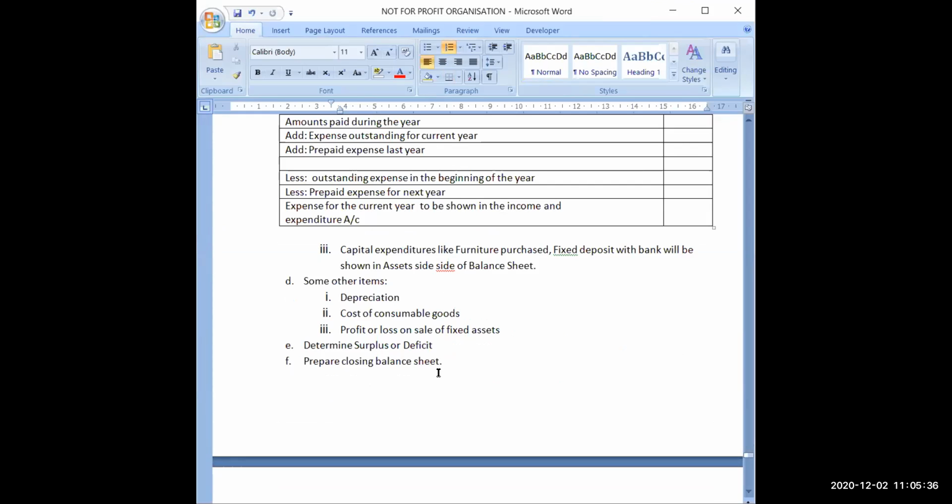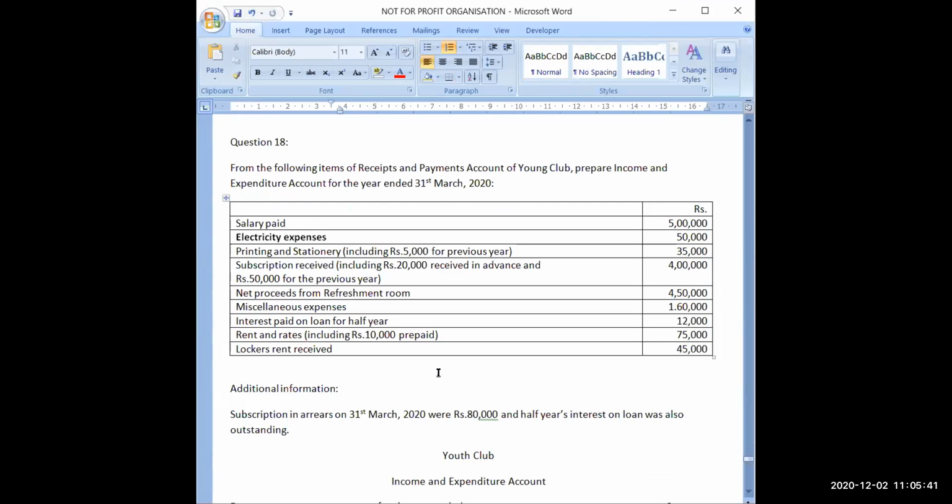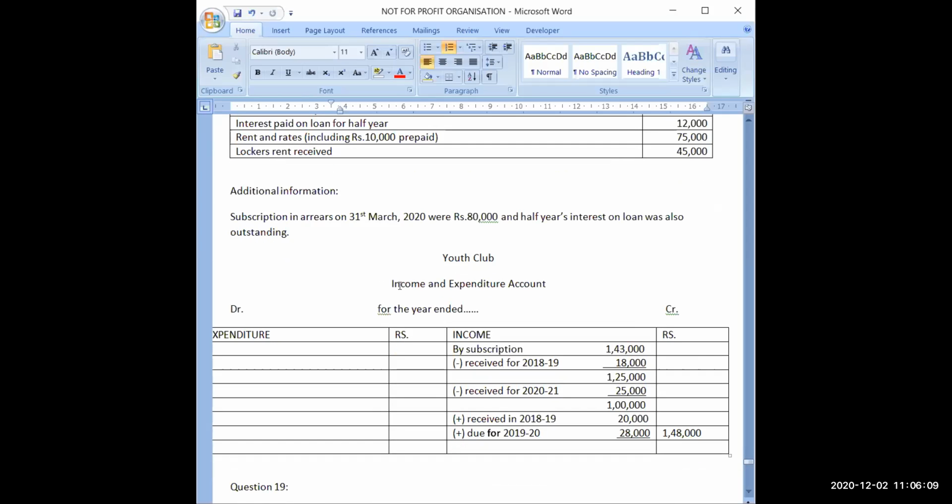So this is the whole process. Now see this question. From the following items of the receipt and payment account of Young Club, prepare the income and expenditure account for the year ended 31st March 2020. So this time you have not been given the receipt and payment account, you are given some information. You have to classify them into your expenses and incomes, and only the income and expenditure account is asked. You are not supposed to prepare the balance sheet. So first we will write the name of the club, then we will write the title of the format, that is income and expenditure account.